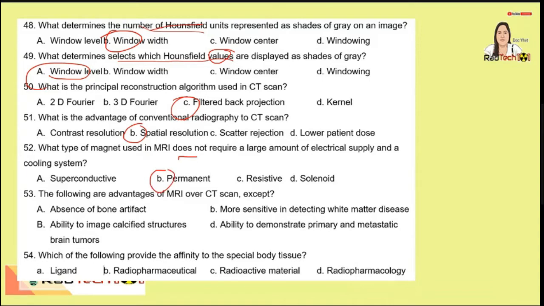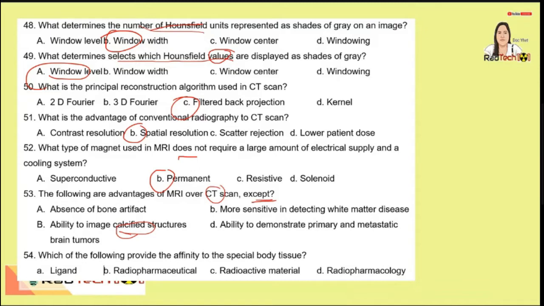53, the following are advantages of MRI over CT scan except. That is the ability to image calcified structures. 'Di ba kasi pag bony structures, calcified structures, mas maganda yung CT. For soft tissue naman yung MRI.